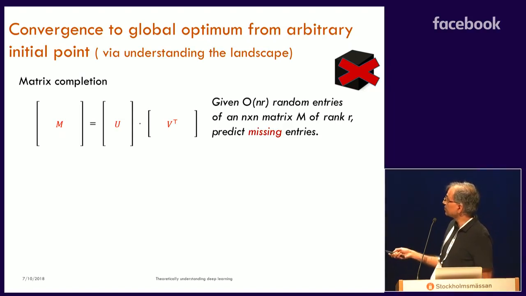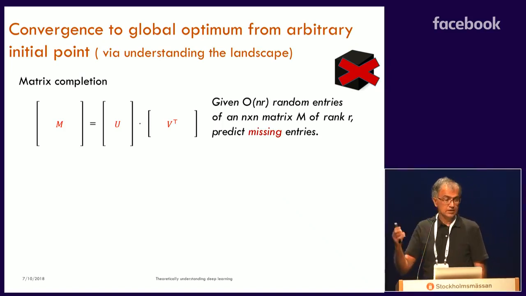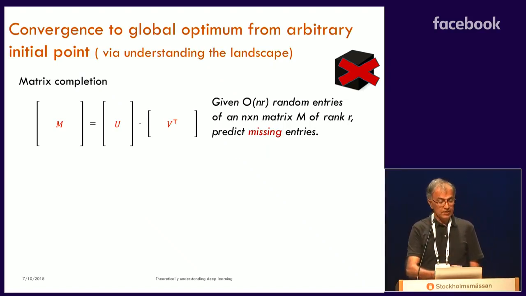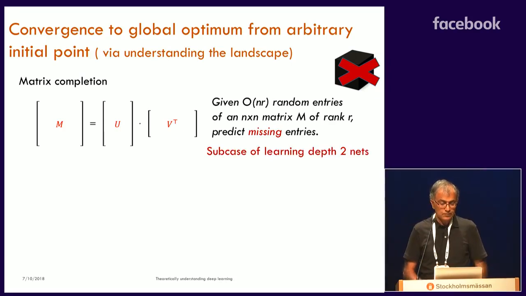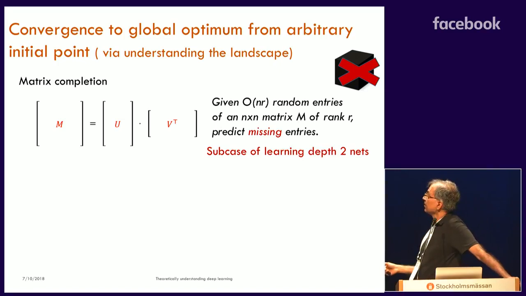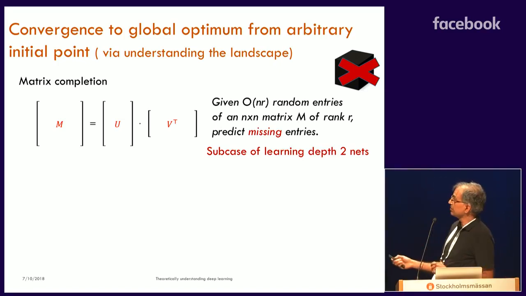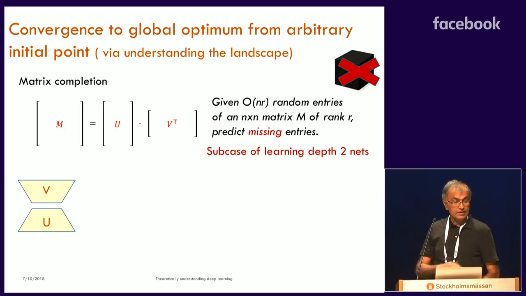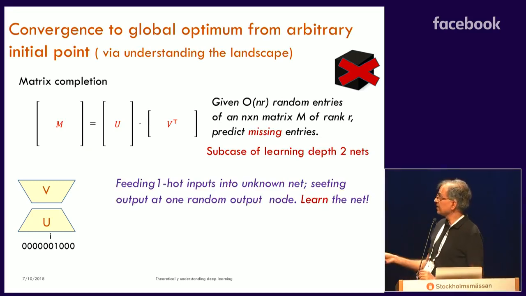But you can do something if this matrix is low rank, say of rank R, where R is pretty small. Think of it as, say, 50. So now you're given these random entries, and you're trying to predict them. And there are many algorithms for doing that, including convex optimization. And let me point out that it's a subcase of learning depth two linear nets, because you can think of it this way: remember, M is a product of two rank R matrices, U and V. So you can think of a net where the lower layer is U and the upper layer is V. And it's just a linear net. And what's the data that you're given?